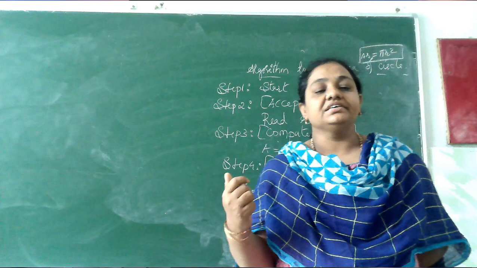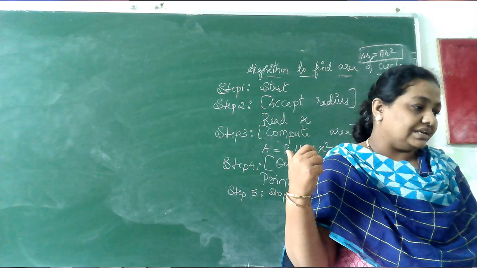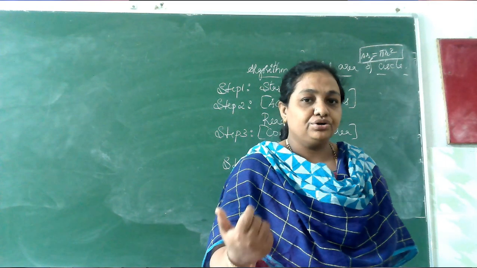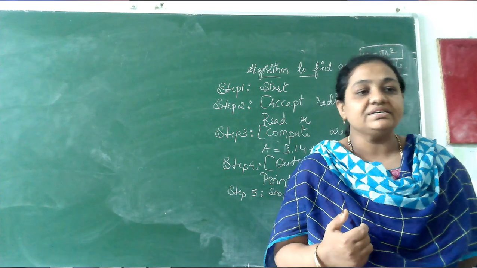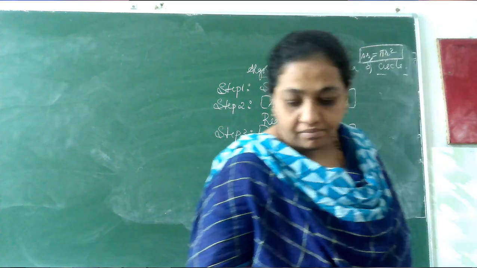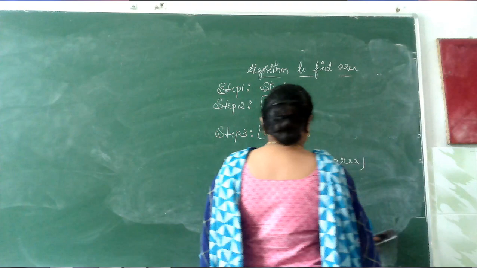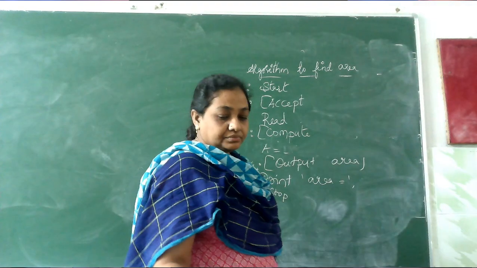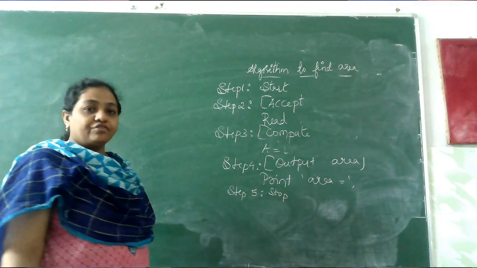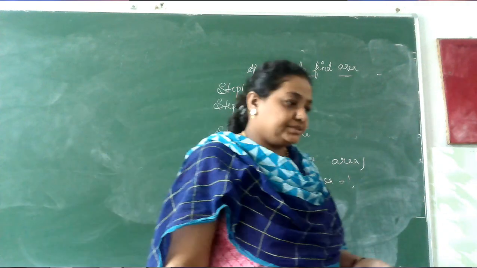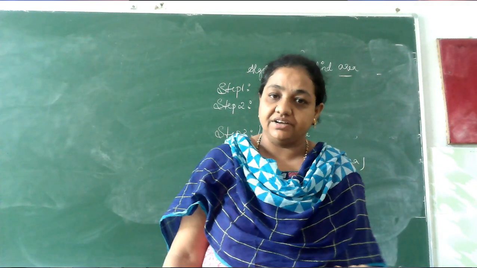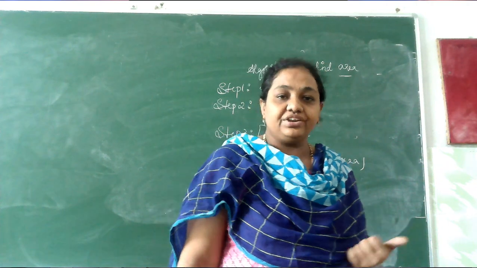So we are done with this, and I hope you have understood the algorithm for finding the area of a circle. This is how we can find the area of a circle. As explained earlier, my dear students, in problem solving methodology you have to study algorithms and flowcharts. Probably this chapter carries 17 marks from your syllabus. Hope you have understood this algorithm.